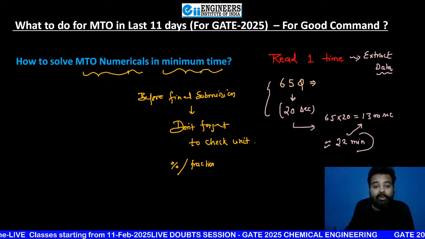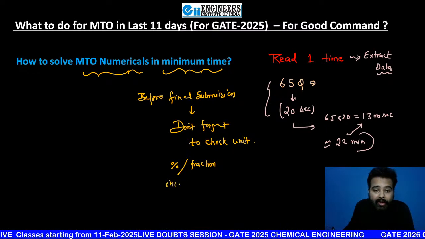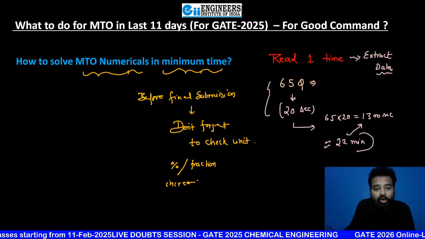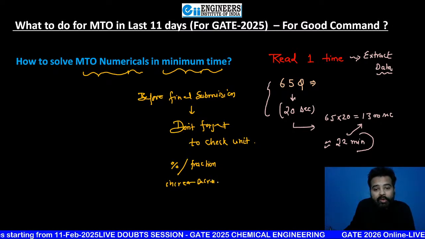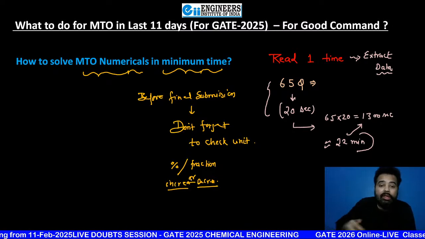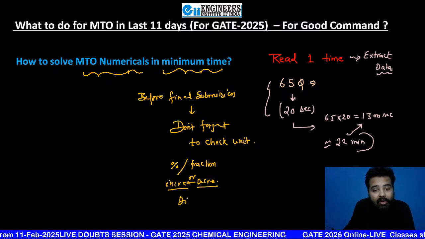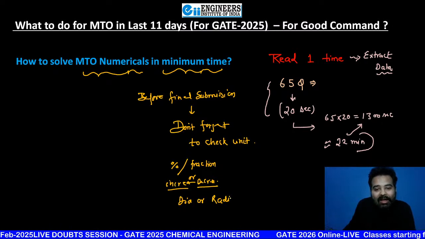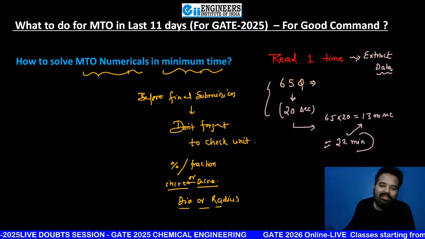They are asking in percentage or fraction, in increasing order or decreasing order. They are asking about diameter or radius, yaar. So these are silly mistakes, beta, these are silly mistakes.